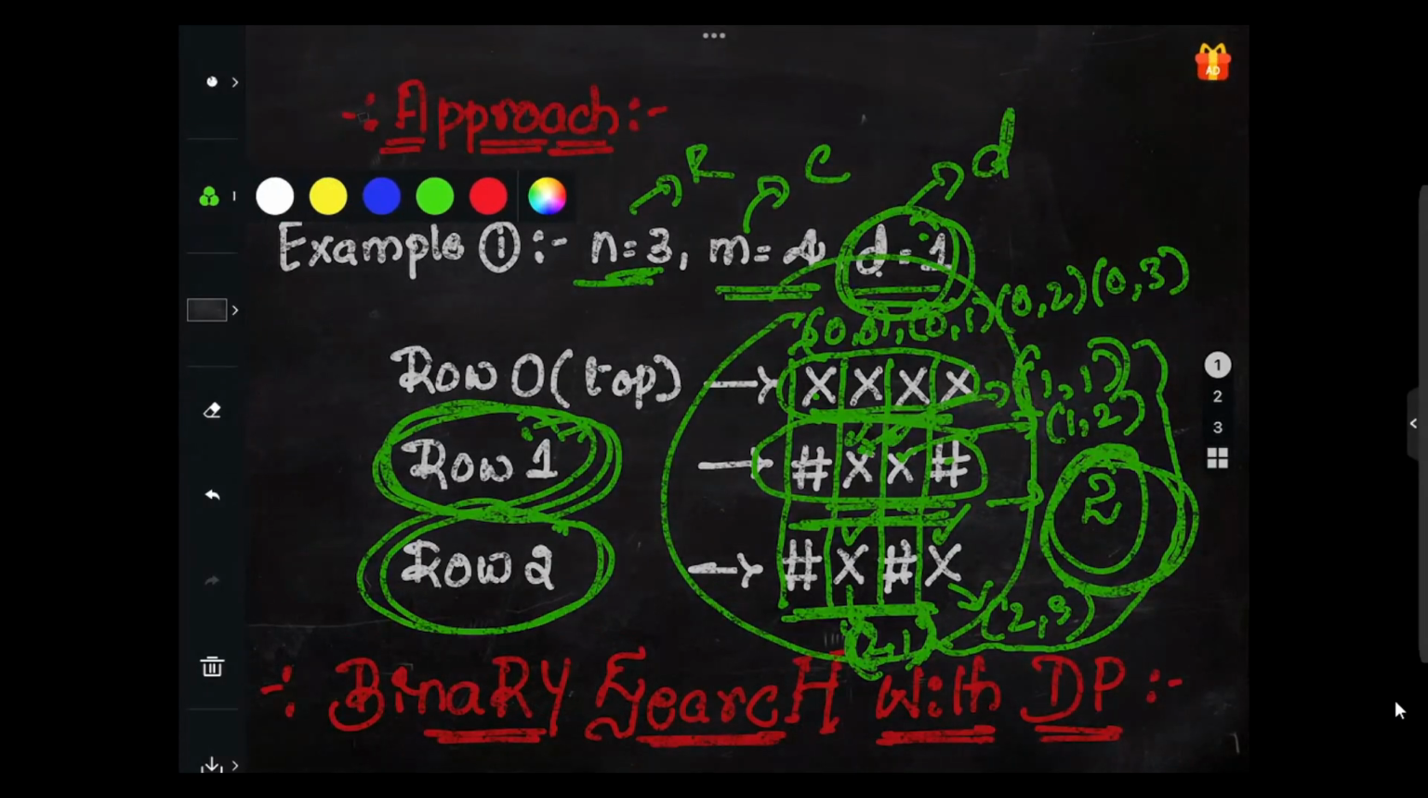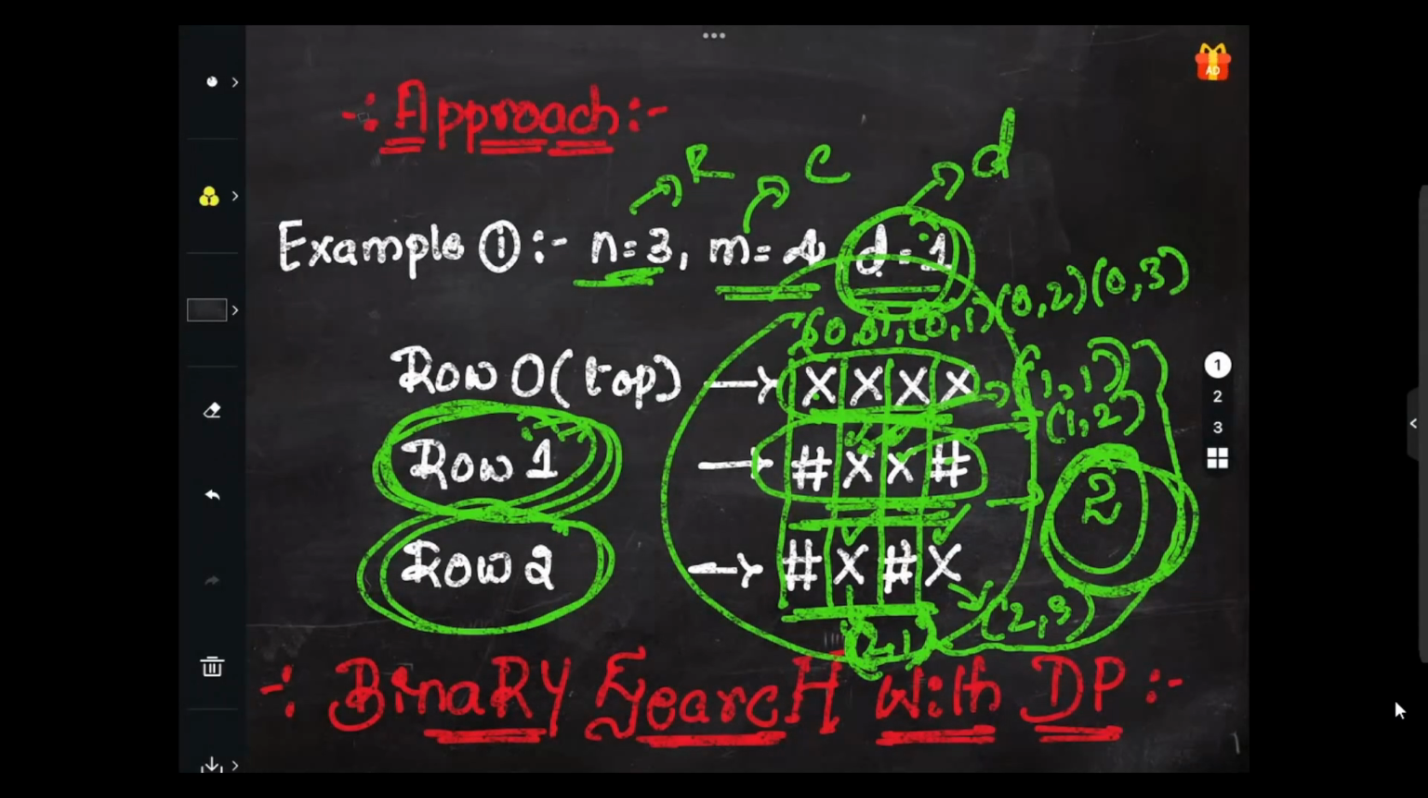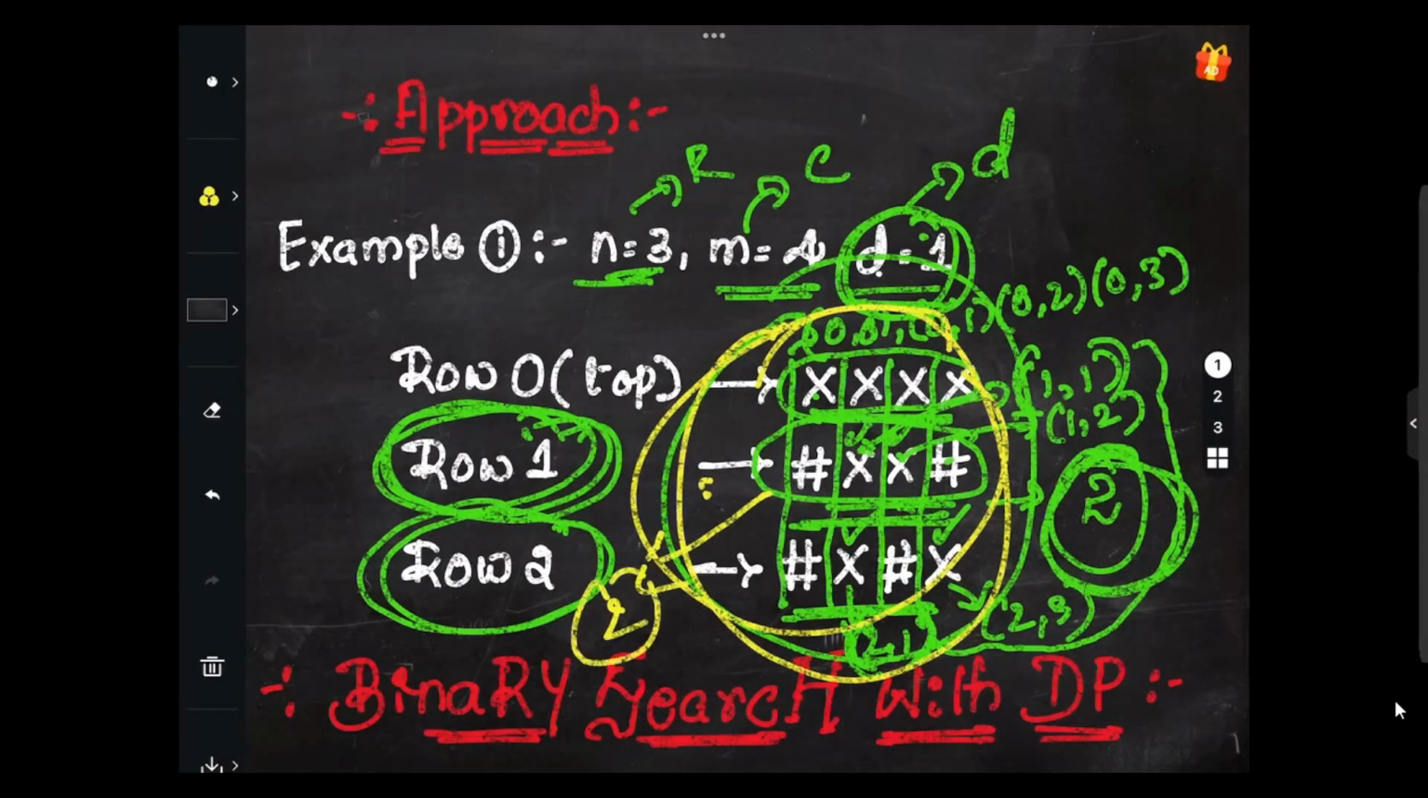So let me change the color, you will understand this one. So what happened here? From this input I'm speaking of, we got the output 2, which is equivalent to the output that they have given for example 1, right? So here 2 equals 2. Now our approach works absolutely correct in this case.